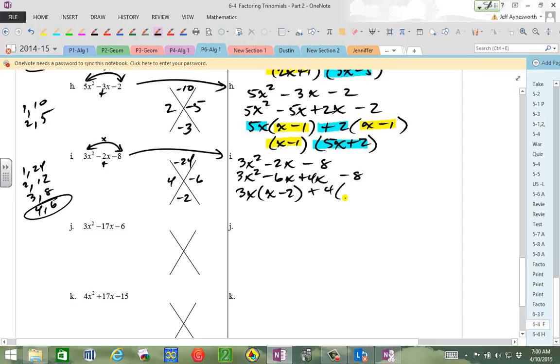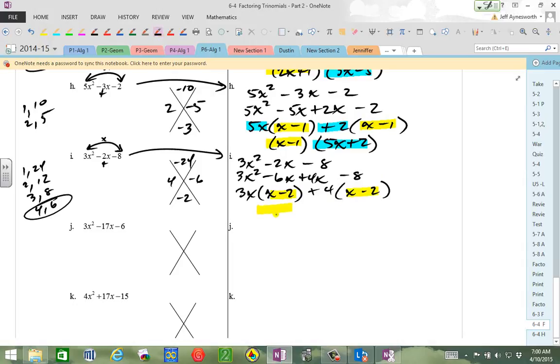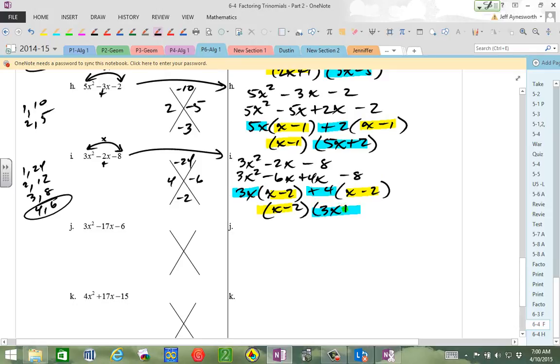All right, I see a common factor of x minus 2, so that goes first. So we have x minus 2 times the remaining terms, 3x plus 4. Okay, pause the video, try the next one.